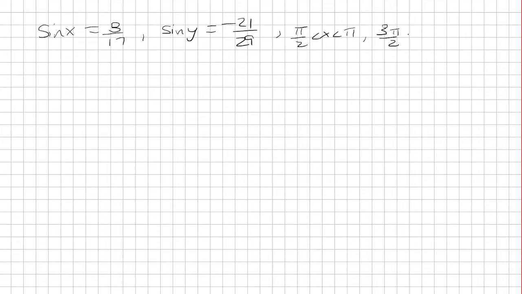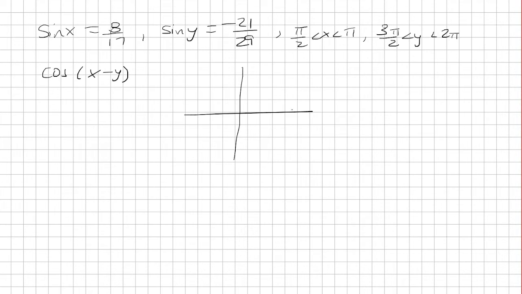We're given that sine of x is 8 over 17, sine of y is negative 21 over 29. So x is between pi over 2 and pi. y is between 3 pi over 2 and 2 pi. We want to evaluate cosine of x minus y.